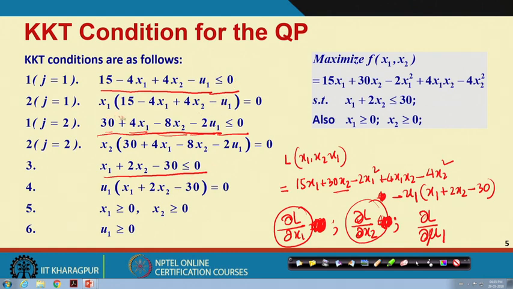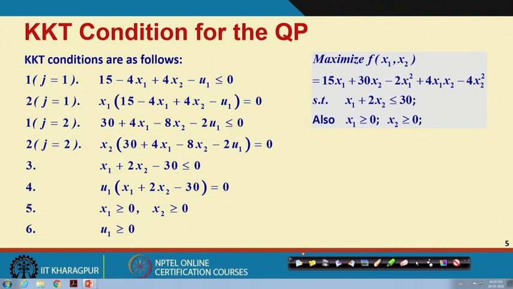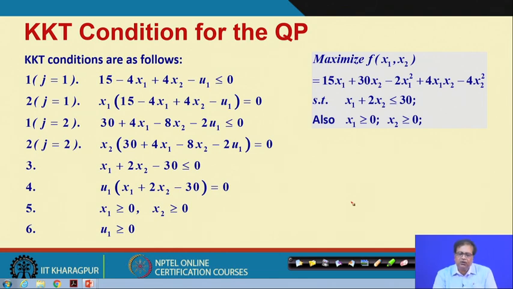Additionally, x1 multiplied by its differentiation equals 0, x2 multiplied by its differentiation equals 0, and u1 multiplied by del L del u1 will be equal to 0, right. So that is essentially what we do. Let us repeat exactly what we did.